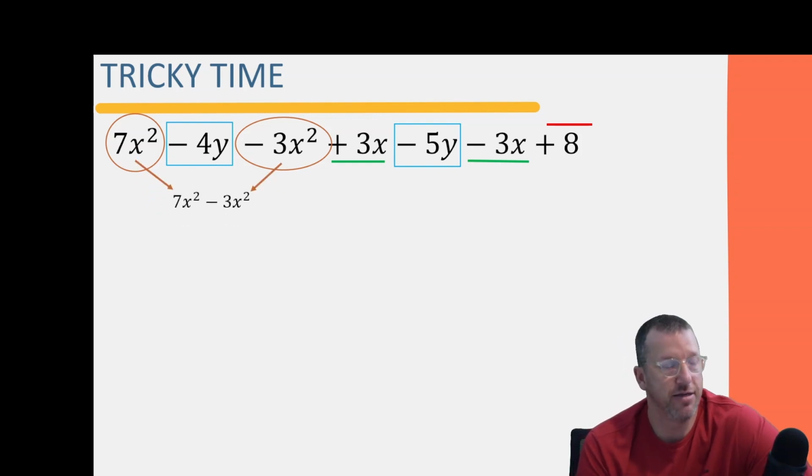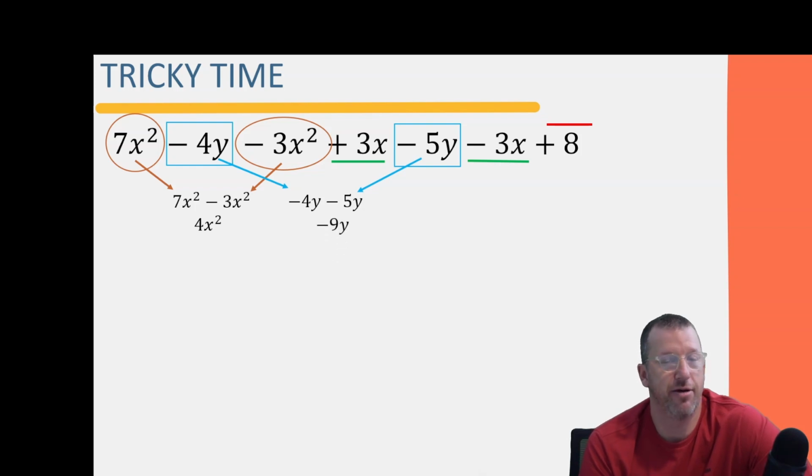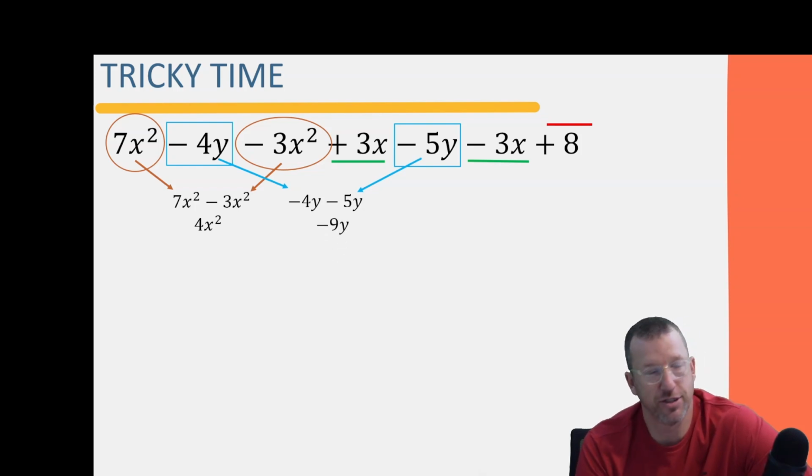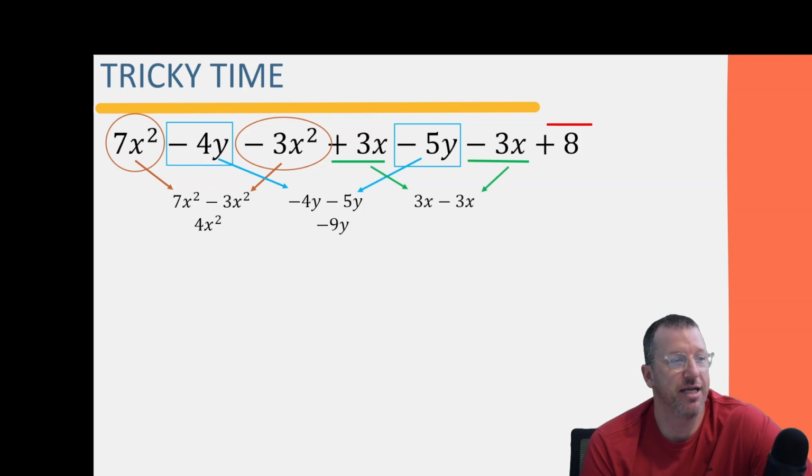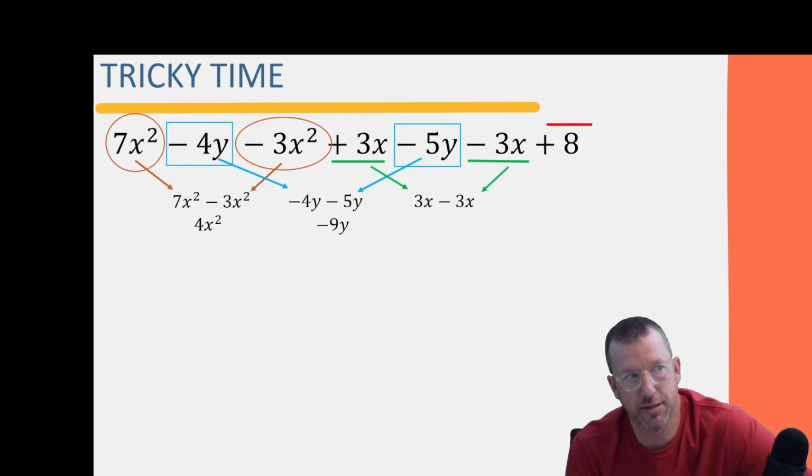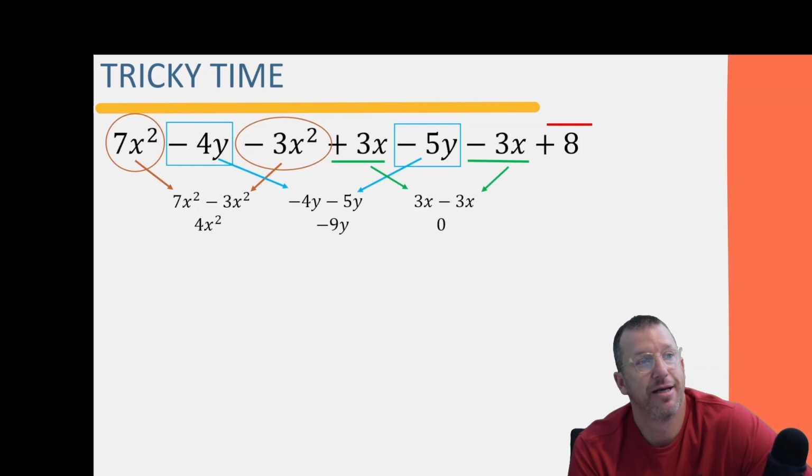If I have 7 of these x squareds and I lose 3 of those x squareds, I have 4x squareds. And if I've already lost 4 y's and I lose 5 more of those y's, I now have minus 9 y's, or I've lost 9 y's. And if I have a positive 3x and I lose 3x, well, that's 0. And finally, if I have 8, I have 8, right?